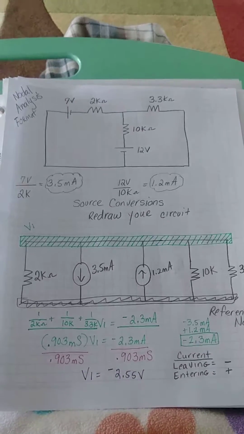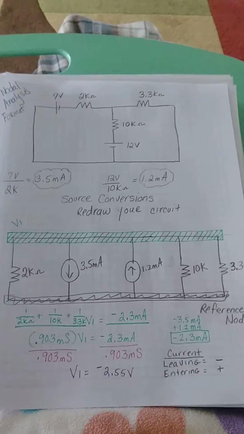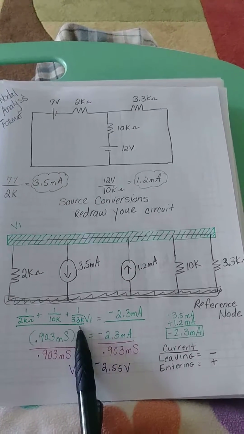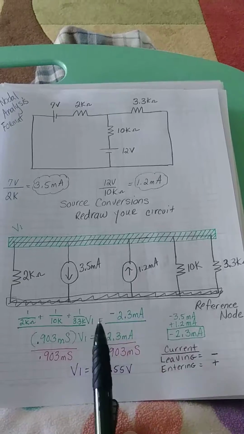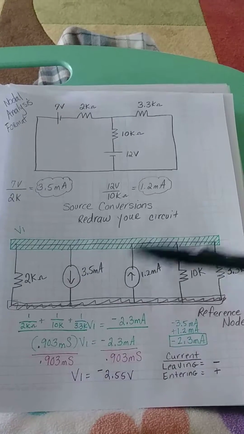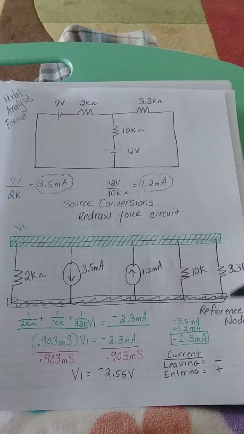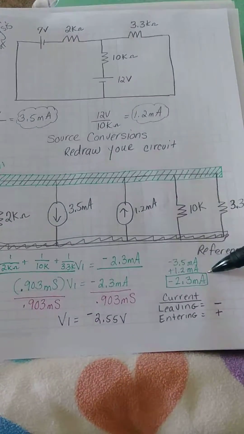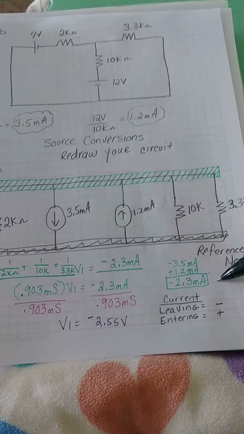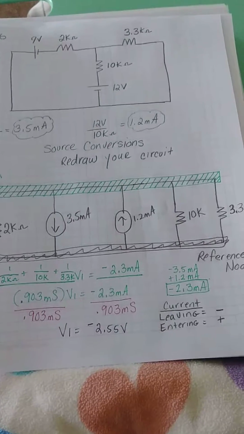So what exactly is touching V1? Well, it's all the resistors: the 2K, the 10K, and the 3.3K ohm resistor. So it's 1 over 2K plus 1 over 10K plus 1 over 3.3K times V1 equals the current. As you see, we have 3.5 milliamps leaving and 1.2 milliamps entering this node, which is V1. Right here, it would be negative 3.5 milliamps plus 1.2 milliamps, which gives us a total current of negative 2.3 milliamps.